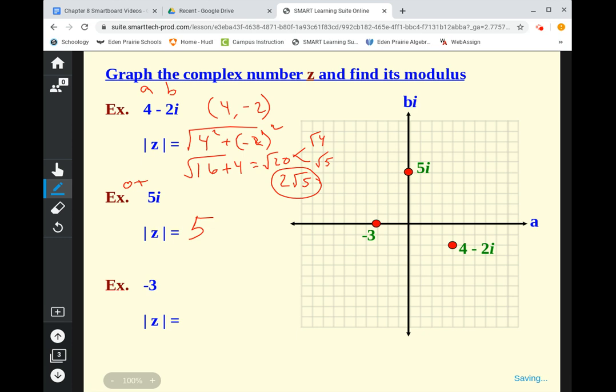-3, you can see that in the complex form as -3 plus 0i. There's no vertical change, but to the left, we move 3, 1, 2, 3. It's easy to find that the modulus is 3.